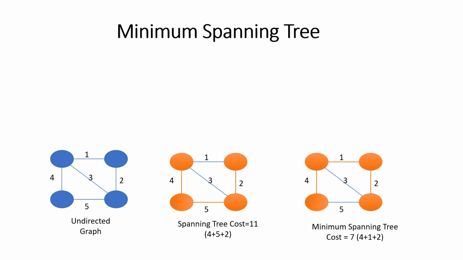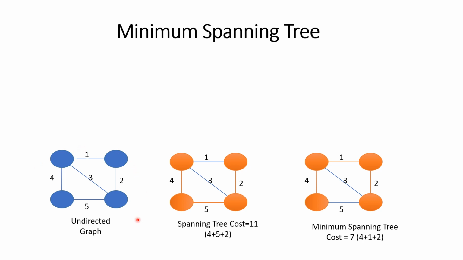Now coming to the minimum spanning tree. The cost of the spanning tree is the sum of the weights of all the edges in the tree. There can be many spanning trees. Minimum spanning tree is the spanning tree where the cost is minimum among all the spanning trees. Again, if the minimum cost is shared by more than one tree, then we can have many minimum spanning trees.